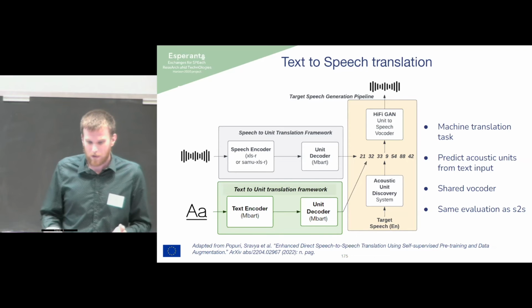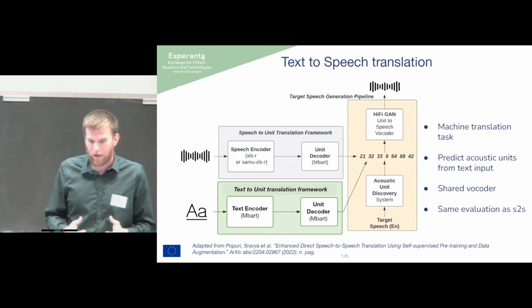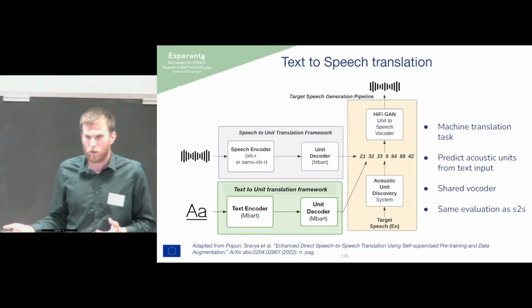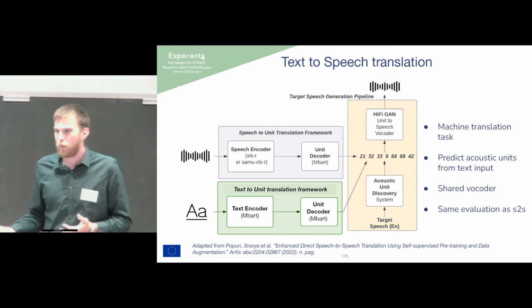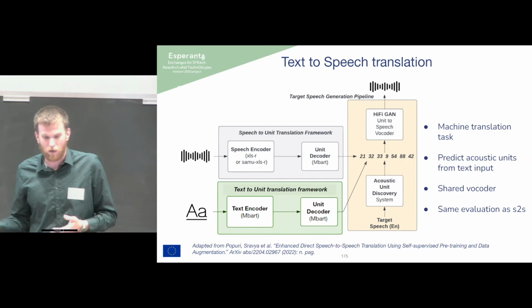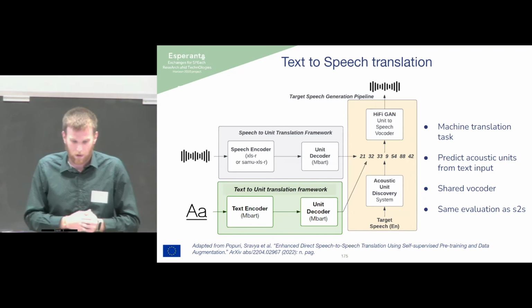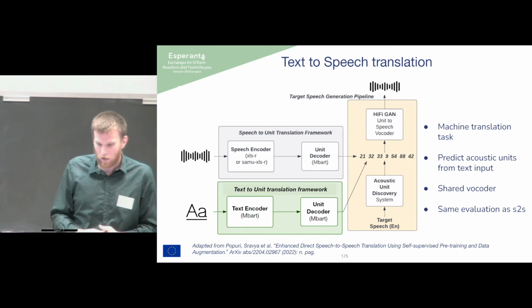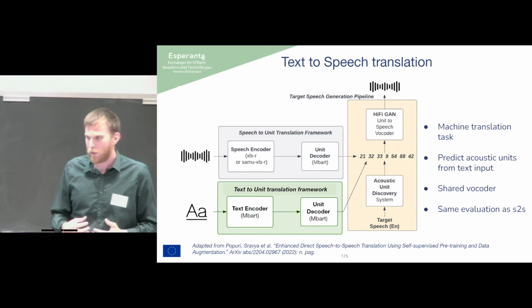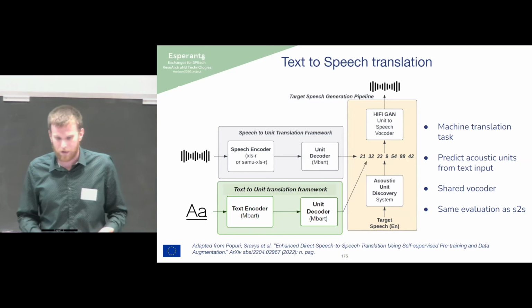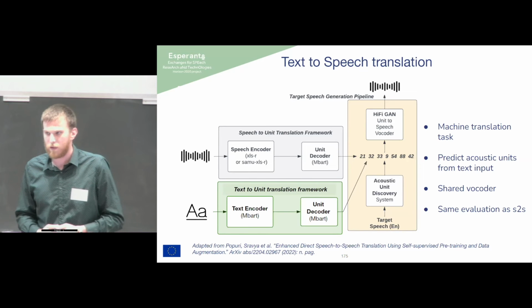One of the advantages of this system is that the HiFi-GAN is shared among the two modalities, so we can generate speech from those units even if the input comes from the speech or the input comes from the text. Furthermore, the same evaluation pipeline we were using for the speech-to-speech framework applies here, so we don't need to make any changes to that.